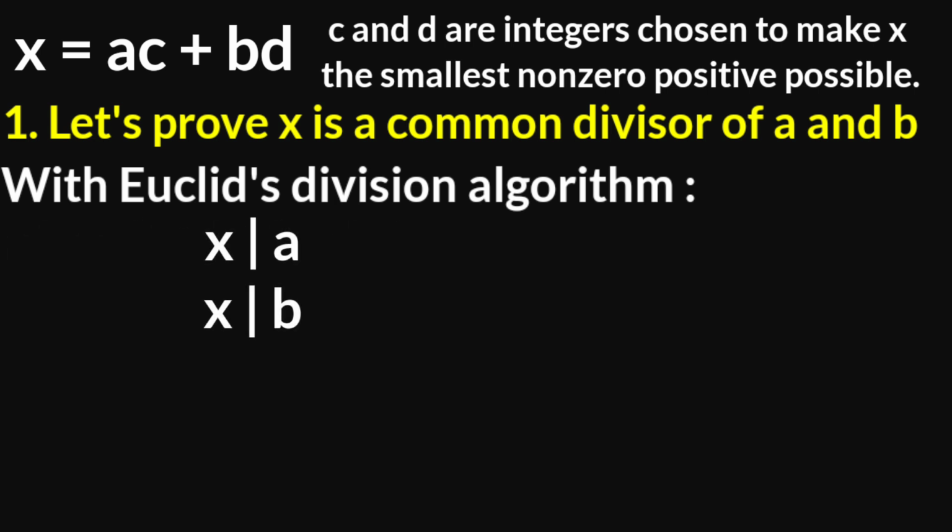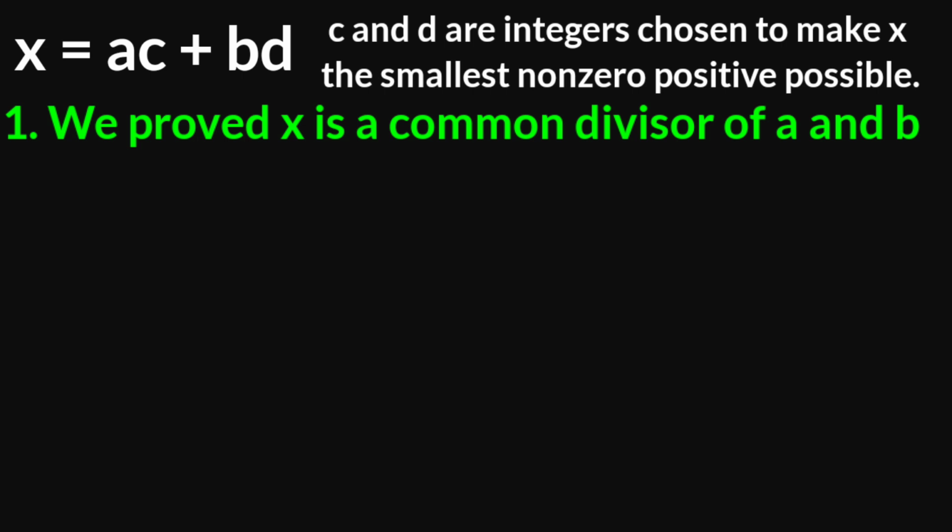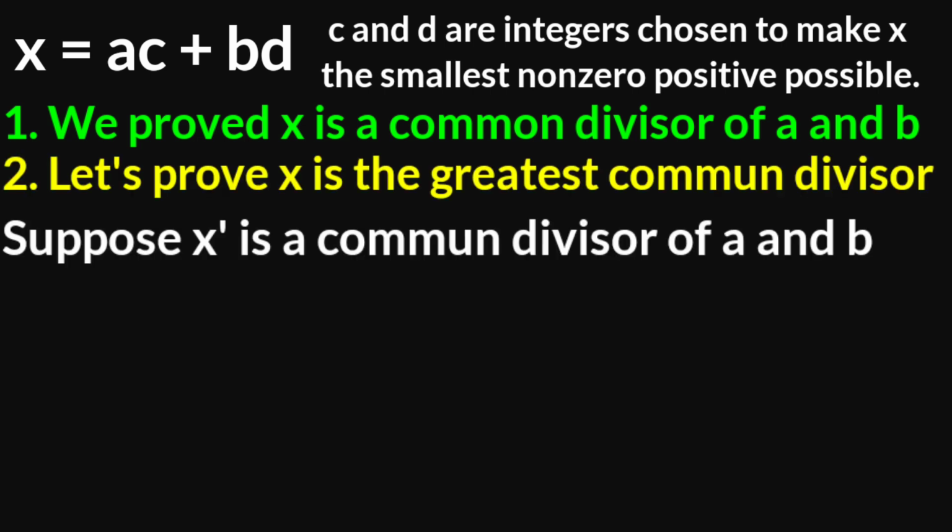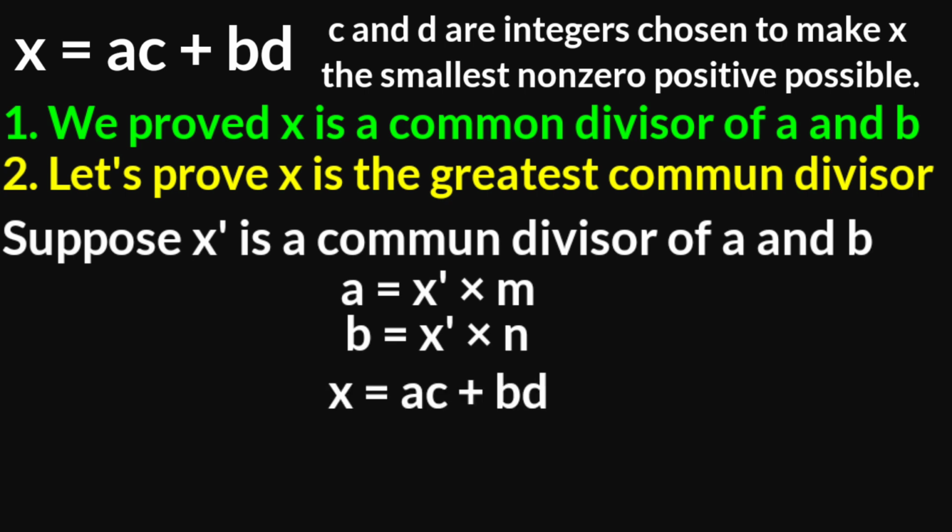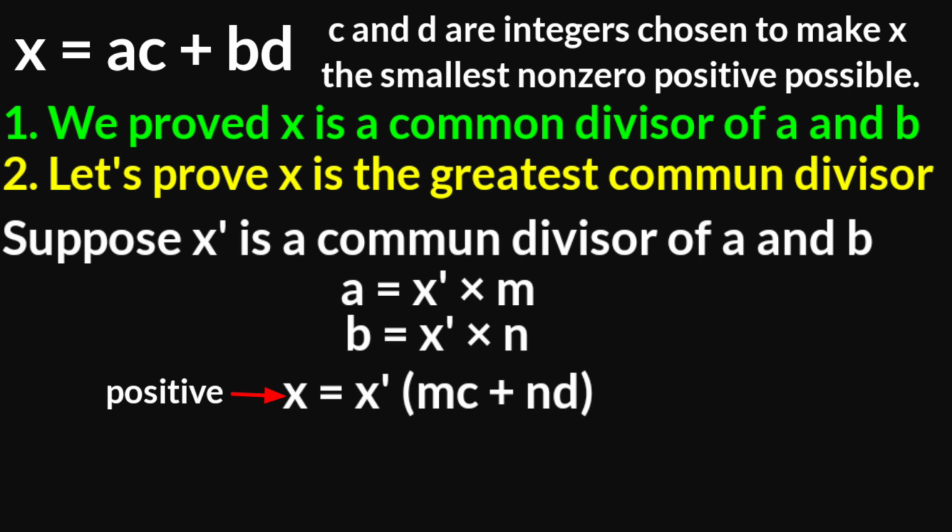Just like that, we proved that x is a common divisor of a and b. Now let's prove it's the greatest one. We will suppose x prime is a common divisor of a and b. This means that a equals x prime times m and b equals x prime times n, such that n and m are positive integers. We will now replace with these in x equals a times c plus b times d. We will factorize x prime. Since x is positive and x prime, which is a common divisor, also has to be a positive integer, we conclude m times c plus n times d is also a positive integer.